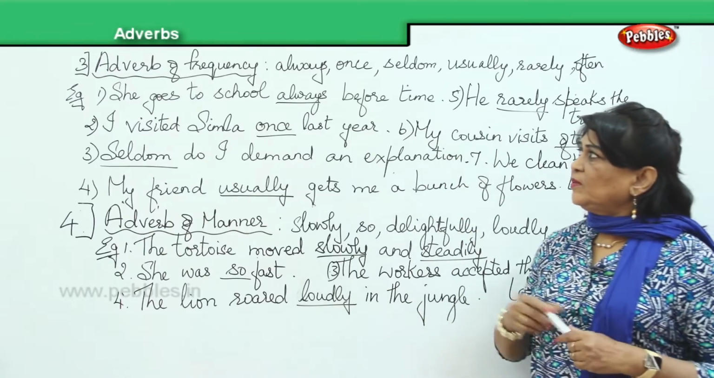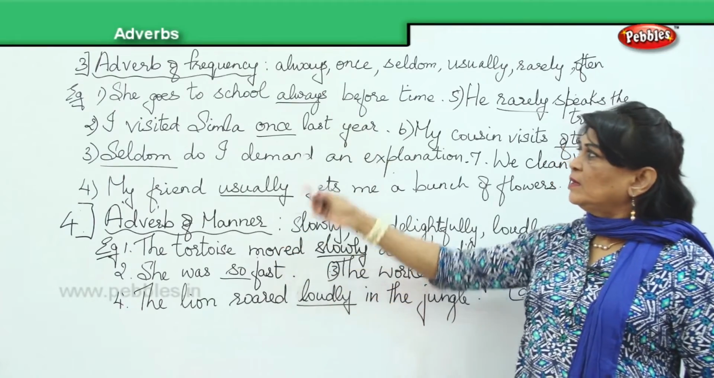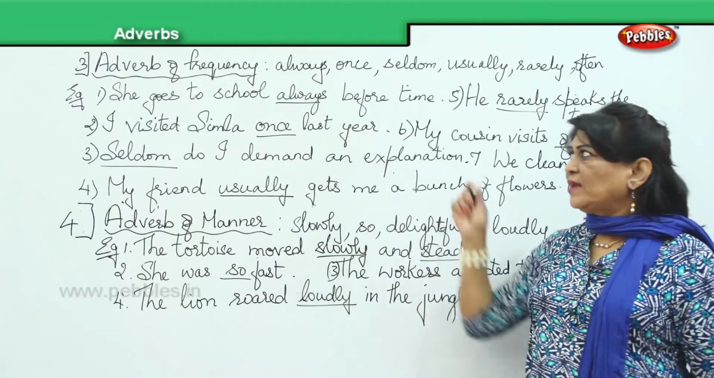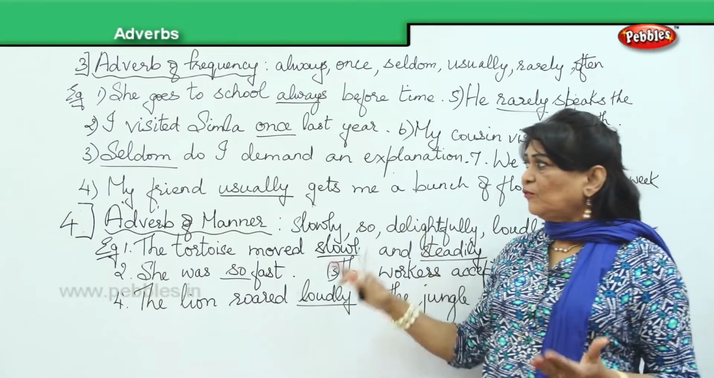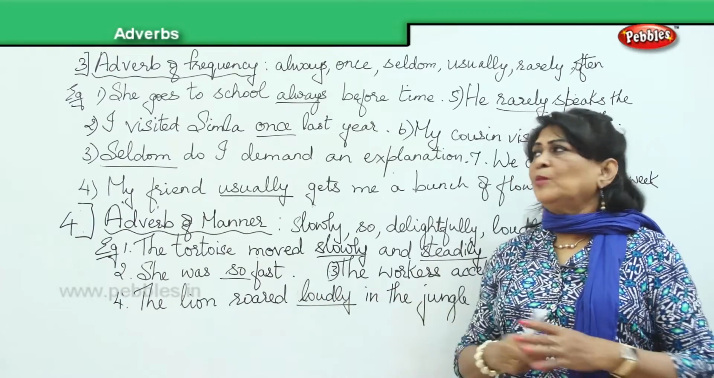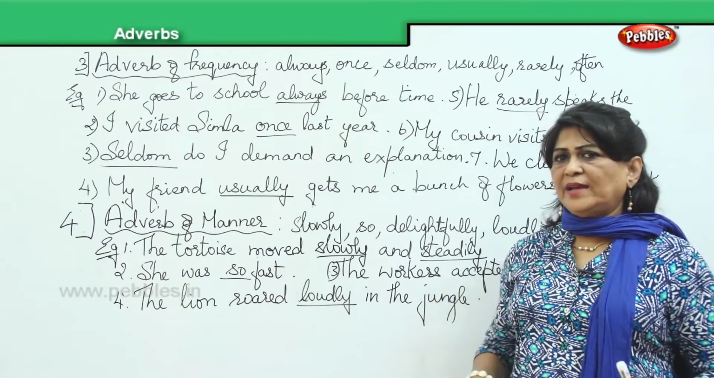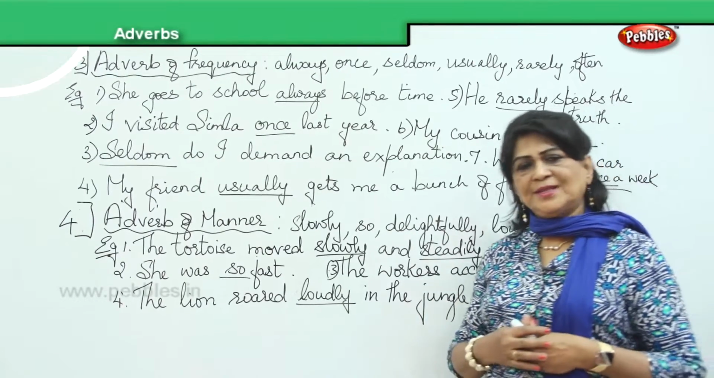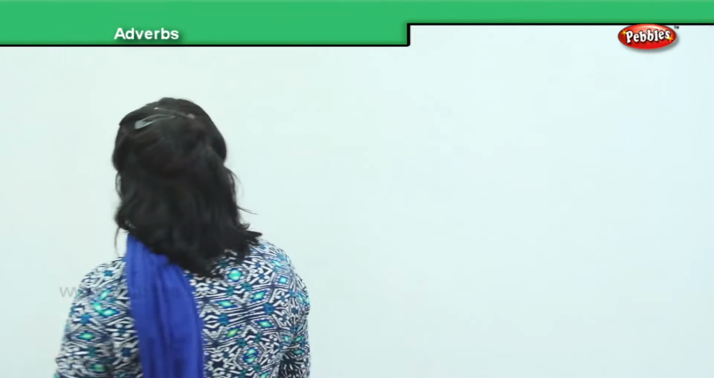Okay, so we have now seen adverb of frequency and adverb of manner. We have already done the recap of both. So we have done 4 kinds now, and we have some more to go. I am sure you are now able to differentiate the different kinds of adverbs. We will move on to the next one: adverb of degree.